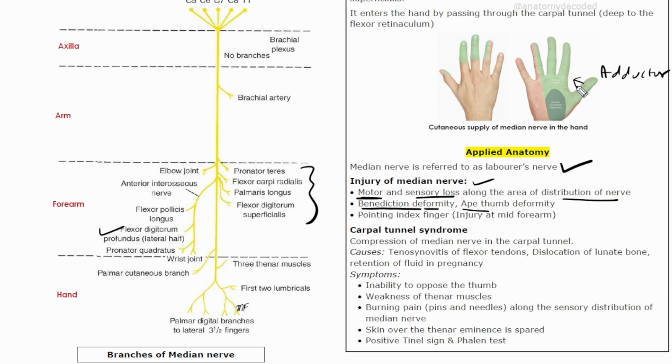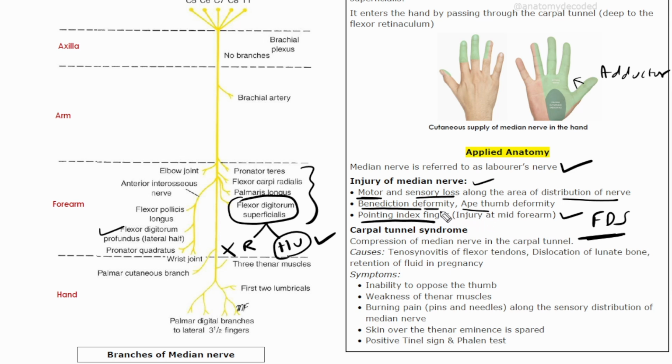Okay, and what is pointing index finger? When there is injury of median nerve at the middle of the forearm, usually the radial head of flexor digitorum superficialis muscle that is affected. Okay, flexor digitorum superficialis muscle that we can see here, it has got a radial head and it has got a humero-ulnar head. Okay, and this humero-ulnar head is normal, but the radial head is affected. When the radial head of flexor digitorum superficialis is affected, the index finger is not able to flex. That condition is referred to as pointing index finger.